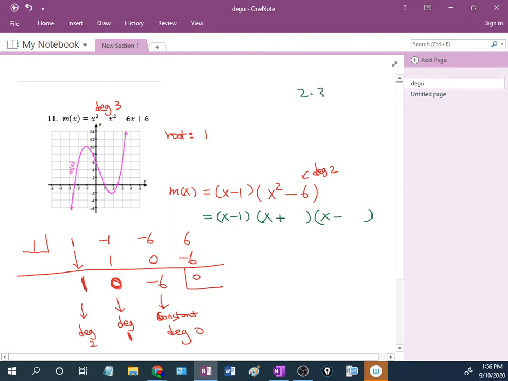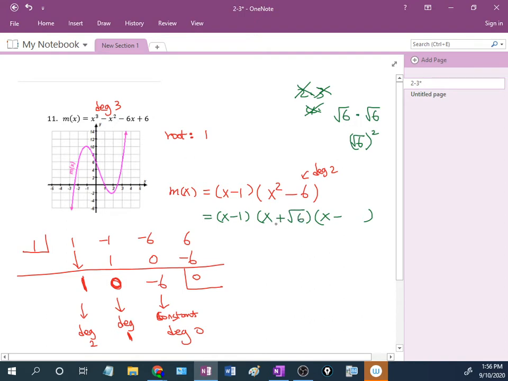2 times 3? Give me same numbers, not like that. 4 times what makes? No, don't use those numbers. Use an irrational, crazy number. Which two numbers make 6 when you multiply? Square root of 6 times square root of 6. Square root of 6 to the second power is 6. So we'll factor using radicals, okay?